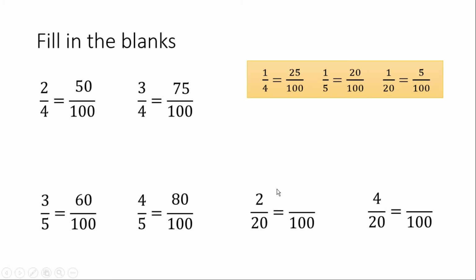The next fraction is 2/20ths. And the equivalent fraction for 1/20th is 5 hundredths. So we know we're going to be skip counting by 5. Let's do it. 5, 10. 10 hundredths. And finally, on the bottom right, we have 4/20ths. Again, we're skip counting by 5. 5, 10, 15, 20. 20 hundredths.